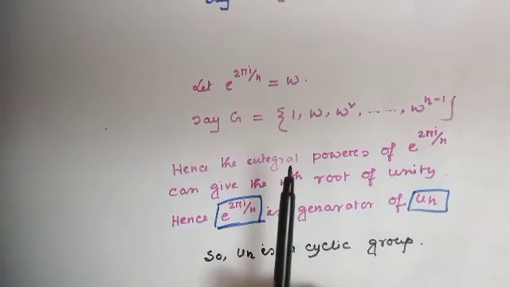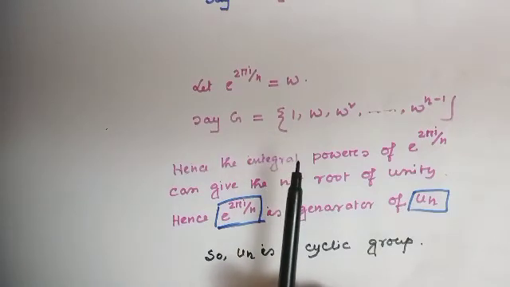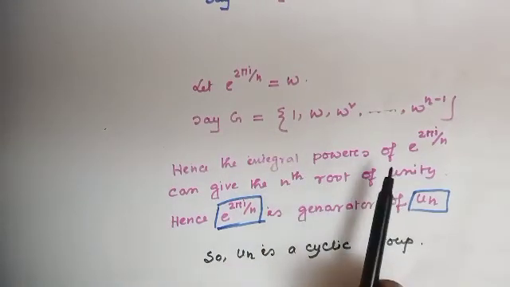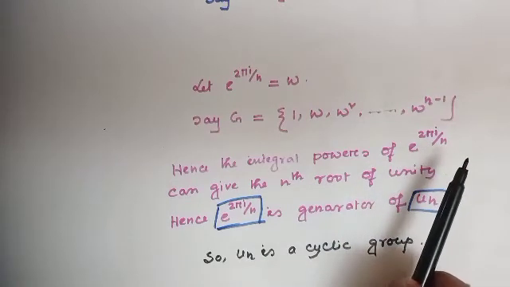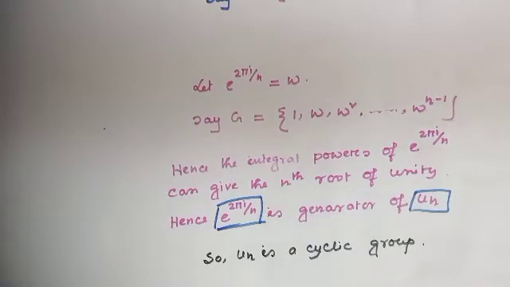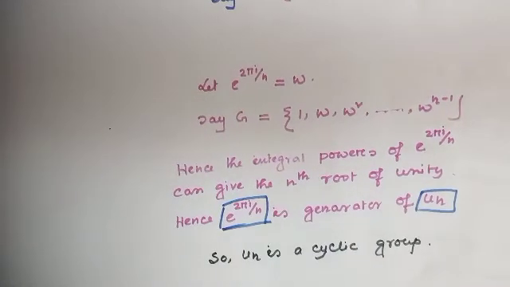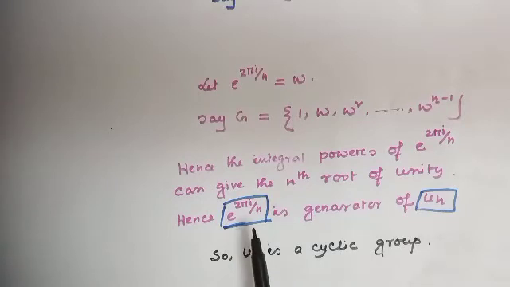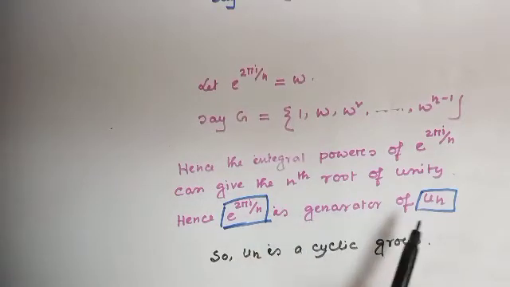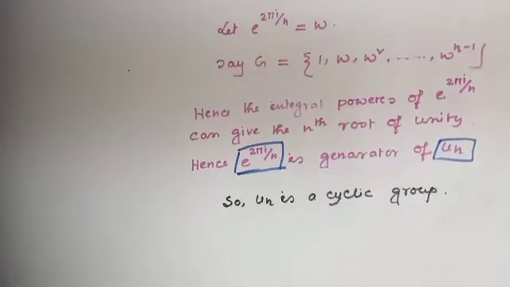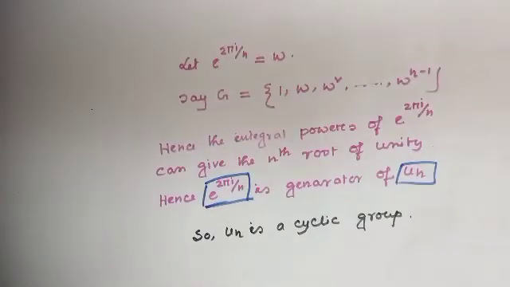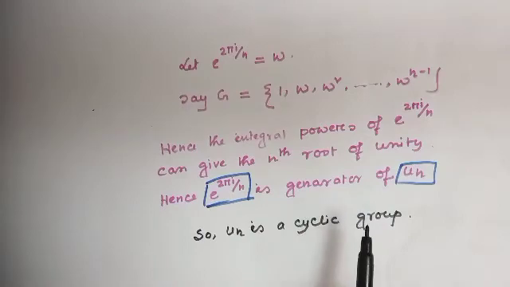That means integral power of e to the power 2 pi i over n can generate the whole group G. That means e to the power 2 pi i over n is the generator of the group Un. So, Un is a cyclic group. Are you getting my point?